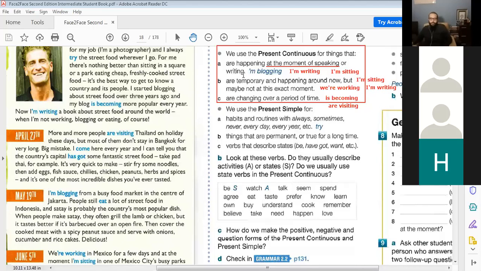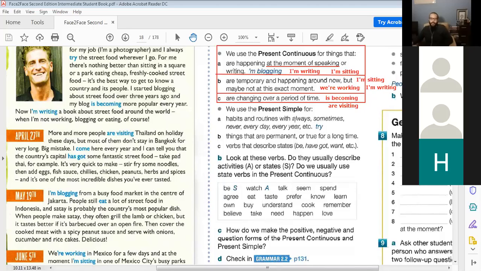Where is I'm sitting? Here it is. Okay, sitting in the first one. Some of you think it's in the first one. Some of you think it's not. Yes, because at the moment I'm sitting. We'll see who's right and who's not. Okay, so here we have our answers.